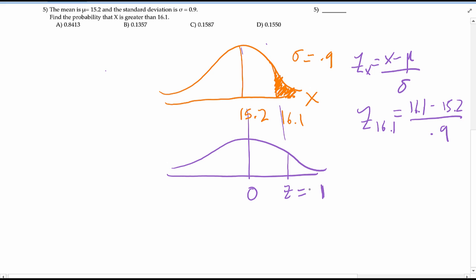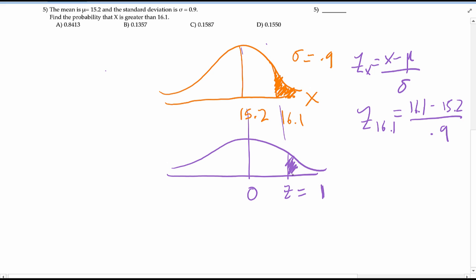Let me check that again. 16.1 minus 15.2 divided by 0.9 is 1. Okay, 1. So now we want this tail right here.